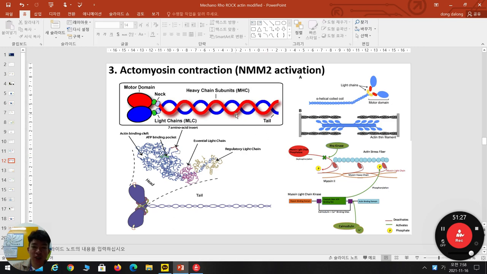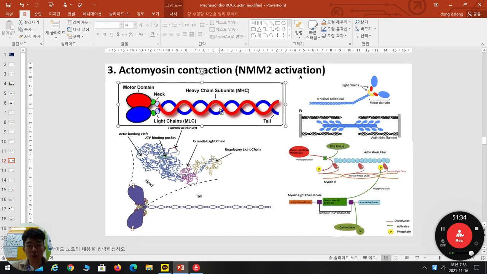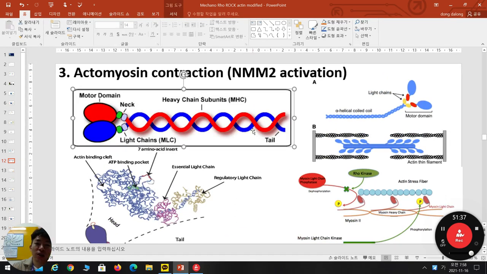So when you look at the actomyosin contraction, this is called non-muscle myosin 2. Myosin has a heavy chain, MHC, and then this tail, and then this is the myosin motor. Motor means it can bind to actin. And then this neck is the light chain, thinner than the heavy chain, okay? So heavy chain, light chain, and motor side.